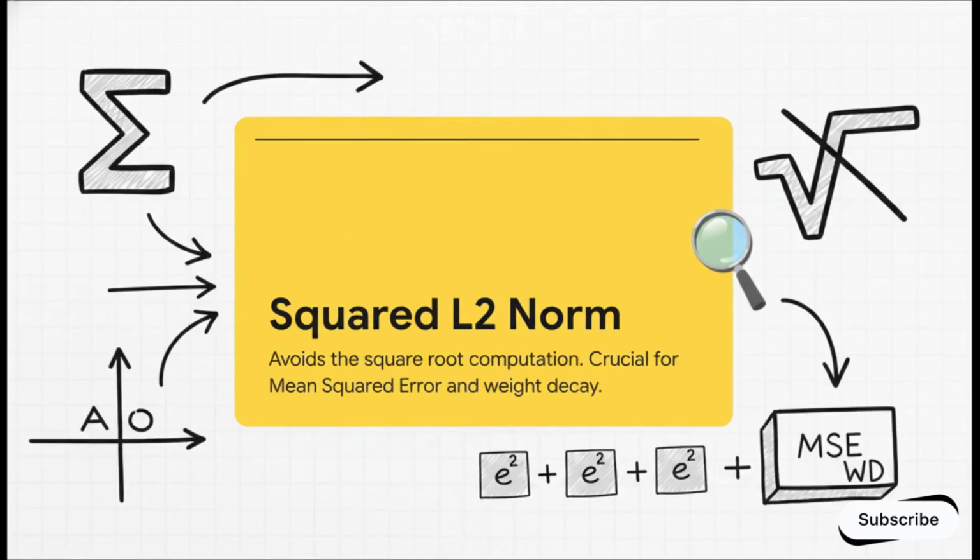Often in machine learning, we'll actually just strip away the square root entirely, leaving us with the squared L2 norm. Now, actually, scratch that. Technically, this isn't a true mathematical norm because it fails the rule of absolute homogeneity, but avoiding that computationally expensive square root makes it absolutely indispensable for core functions like mean squared error loss and weight decay.